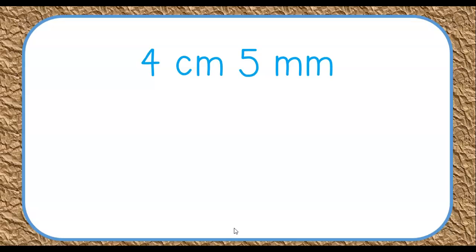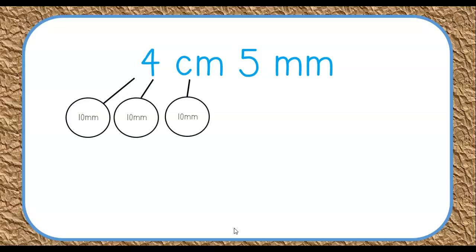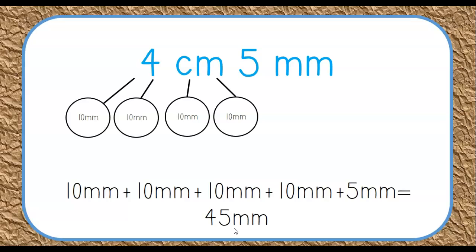Now let's look at centimeters and millimeters. If I have 4 centimeters and 5 millimeters, I know that 10 millimeters are in 1 centimeter. So I have that 4 times. My addition sentence looks like this. 10 millimeters plus 10 millimeters plus 10 millimeters plus 10 millimeters plus my 5 millimeters that are already there. Gives me 45 millimeters.